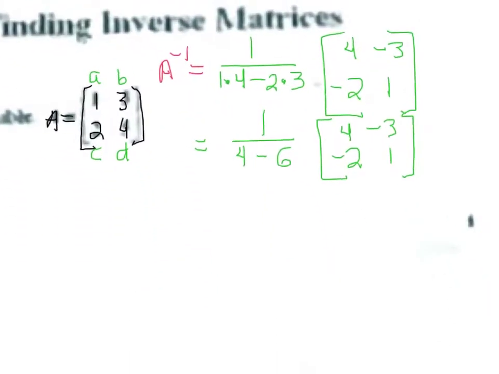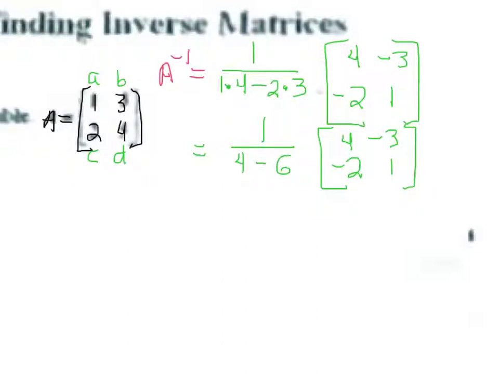Now let me simplify that. 4 minus 6, is that negative 2? Right? Let me just recopy: 4, negative 2, negative 3, and 1. So that is the same thing as negative 1/2. When you have the negative on the bottom, it's the same thing as being in front.